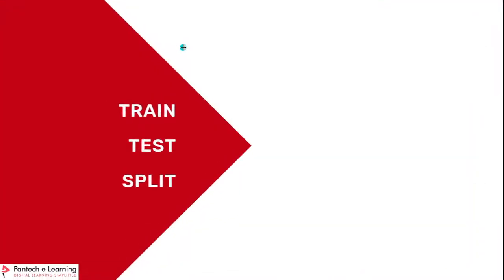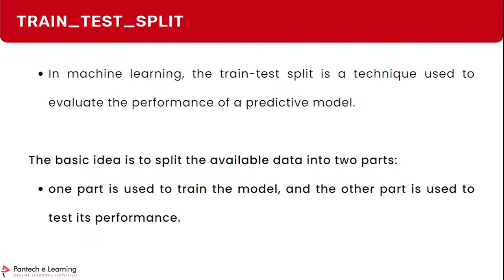So what is train test splitting? We are going to split the available data. In machine learning, the train test split is a technique used to evaluate the performance of a predictive model, and the basic idea is to split the available data into two parts. One part is used for training the model and the other part is used for testing the model.